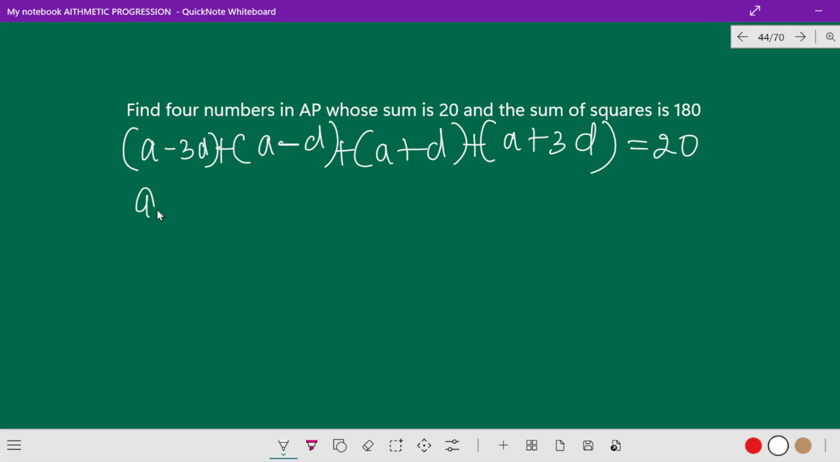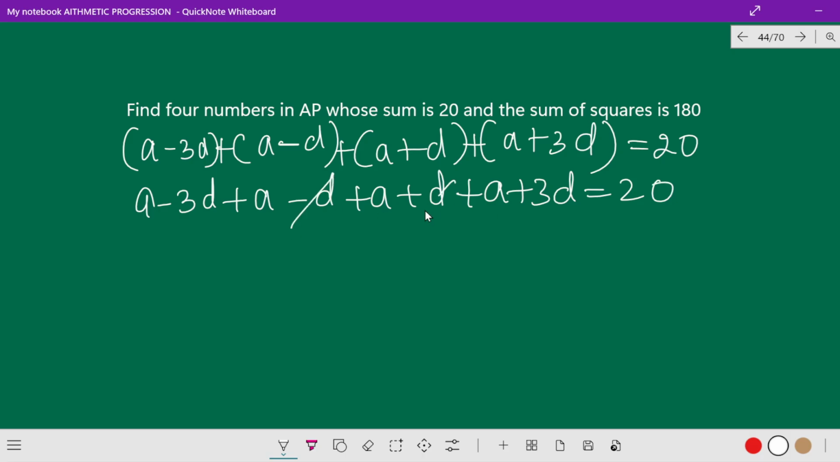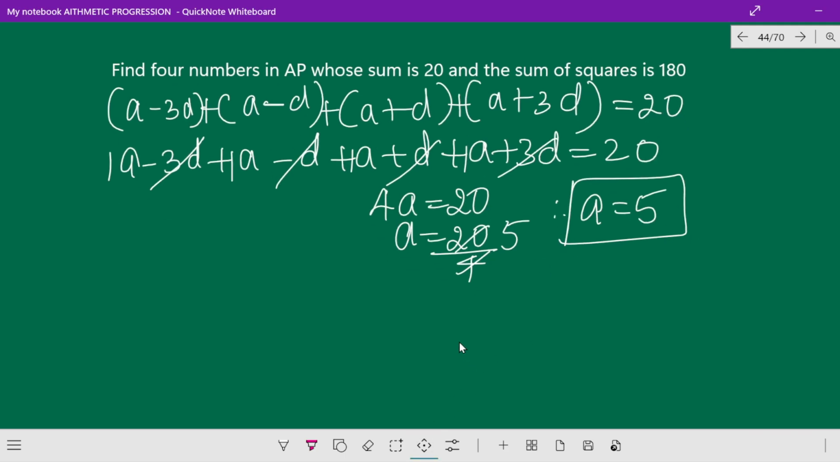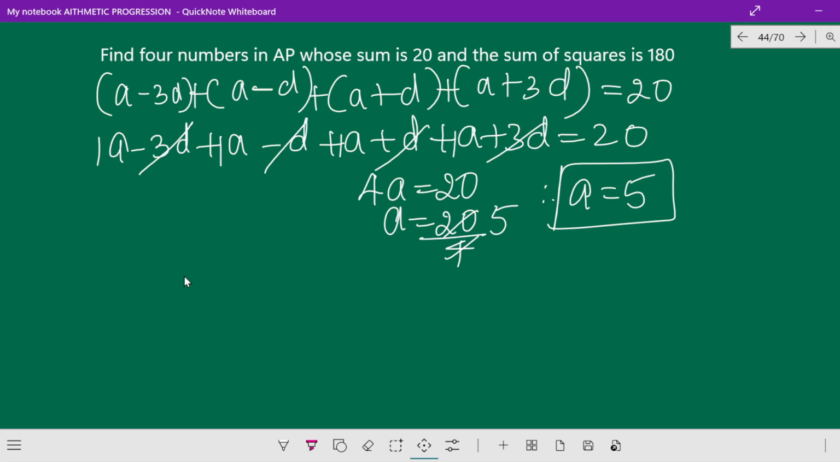You'll get 20. So a minus 3d plus a minus d plus a plus d plus a plus 3d is equal to 20. Minus d plus d cancel. Minus 3d plus 3d cancel. 4 a's are there: a, a, a, a. So 4a is equal to 20. a is equal to 20 by 4, which is 5. Therefore, a is equal to 5.